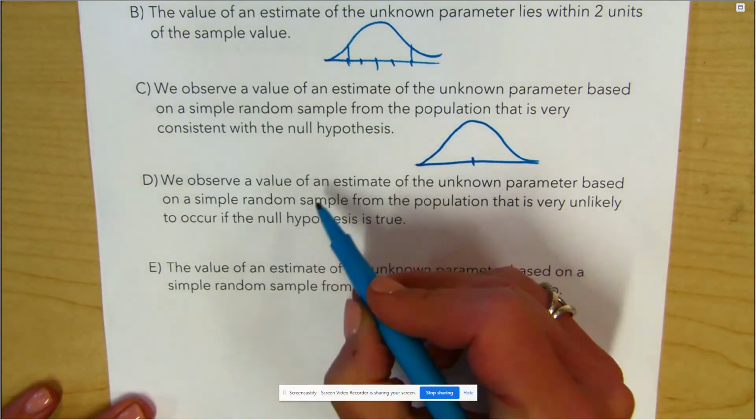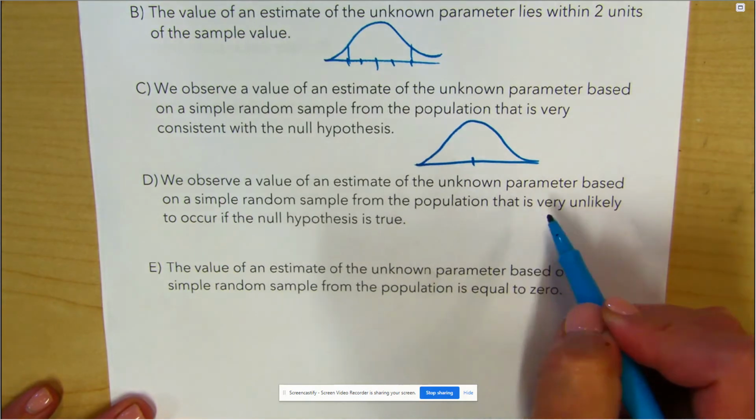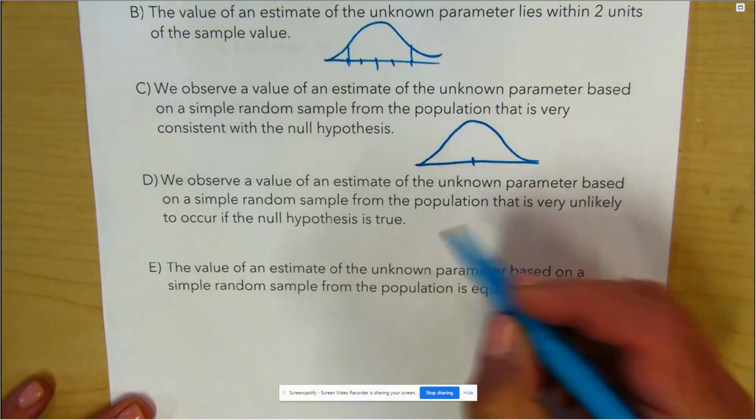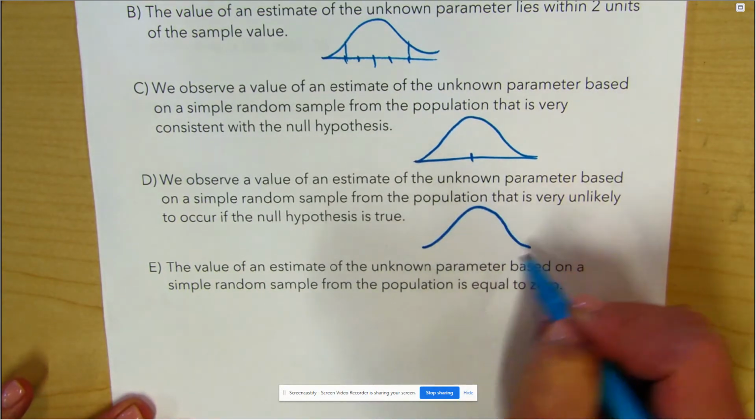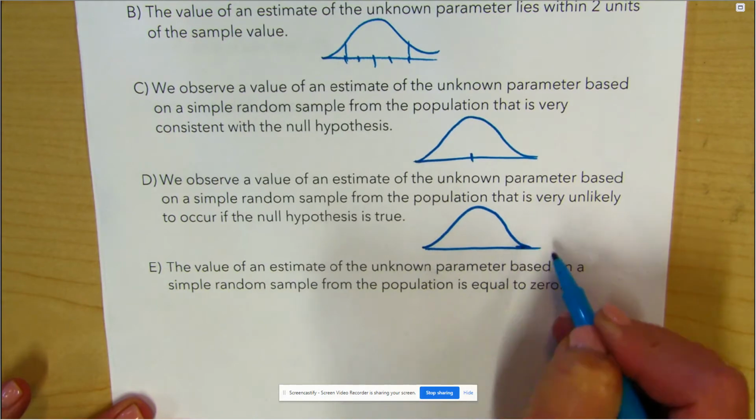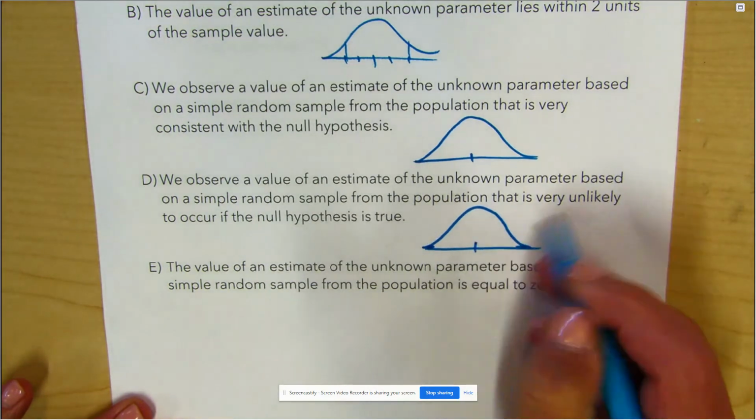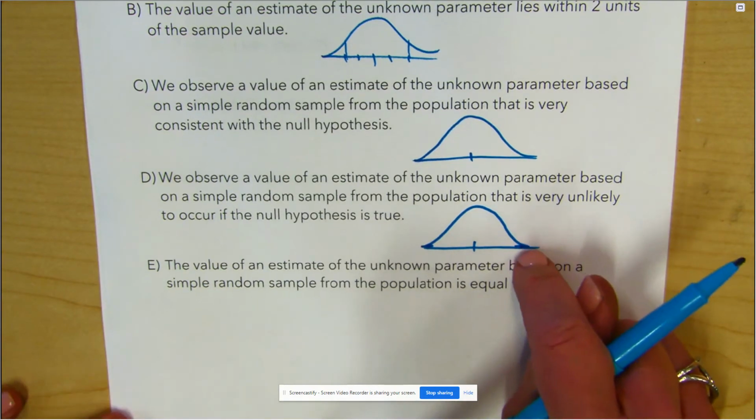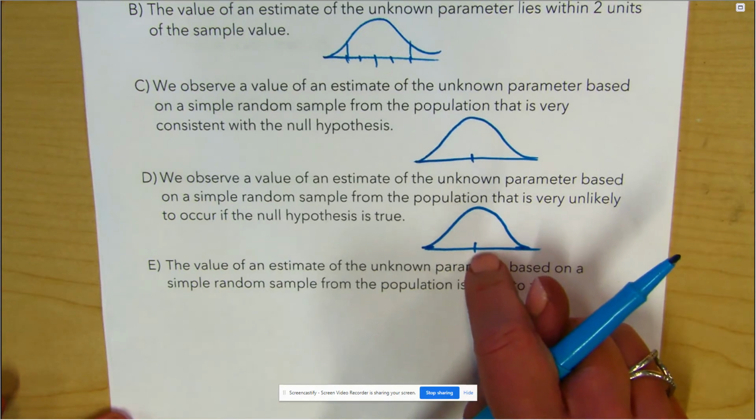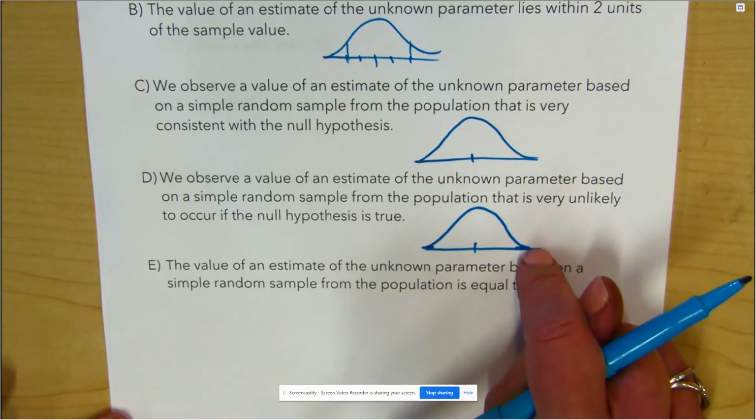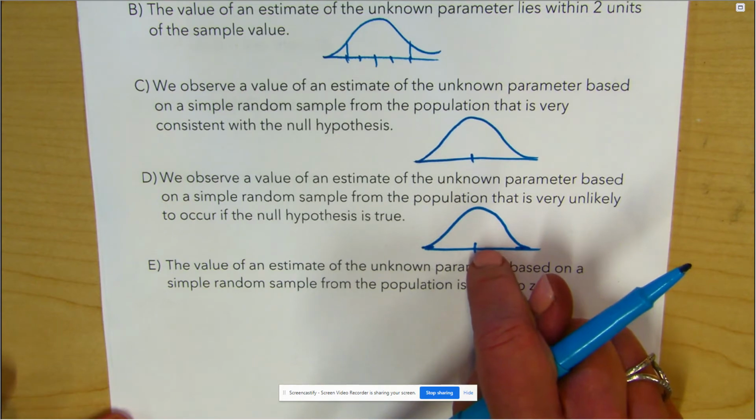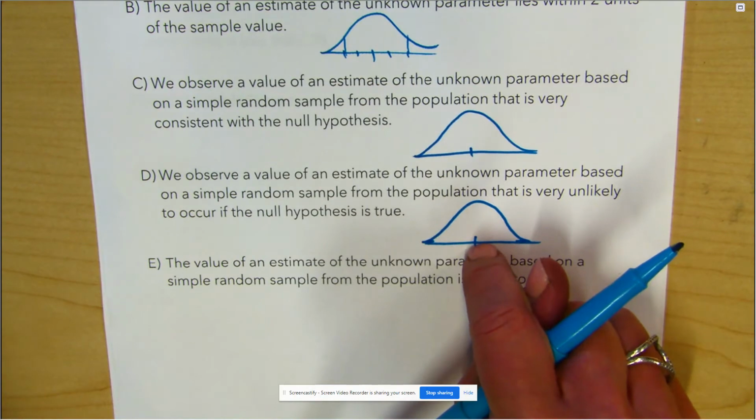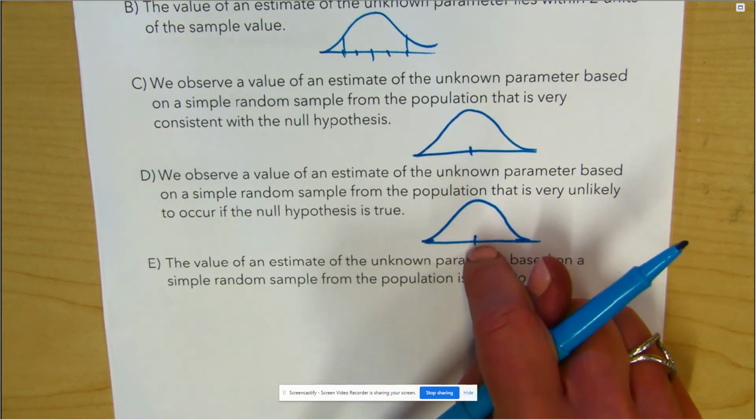We observe a value of an estimate of the unknown parameter. It's an estimate because it was based on a simple random sample that is very unlikely. That's where your p-value is so small. It was way out here in the tail, or way out here in the tail. You're calculating the probability based on this being true. And if you're way out here, then you have reason to believe that your population is different than this. You're rejecting this for your population.